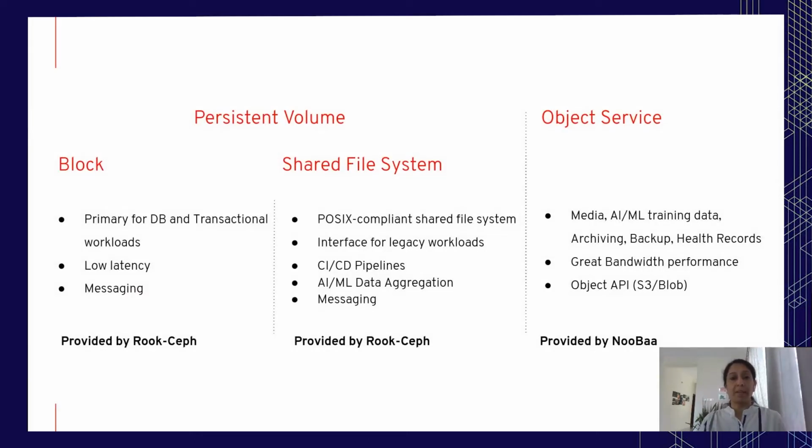So for containers, most container storage is asked in terms of a persistent volume or as an object service. So persistent volume can be either a block request or a request for a shared file system. So both of these are provided by Rook Ceph. So block is primarily used for DB and transaction workloads where there is low latency requirement. And a shared file system is used when you already have a legacy application that is used to talking to a shared file system, or your application containers require a POSIX compliant system that they want to work with.